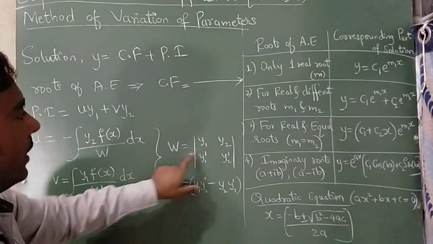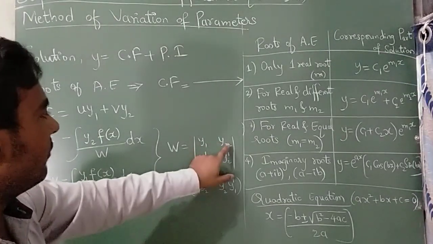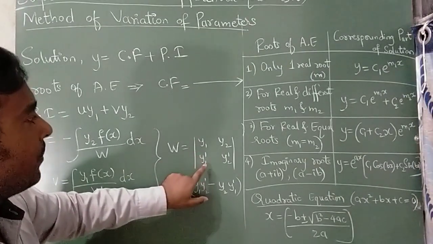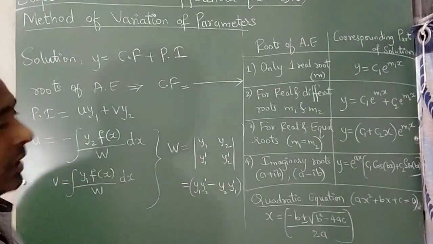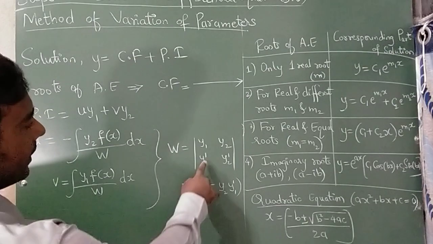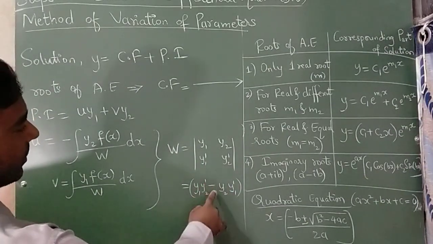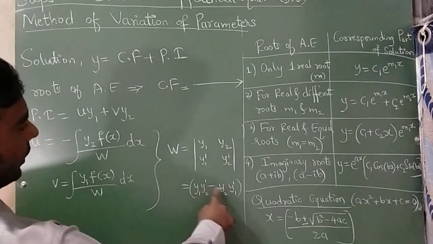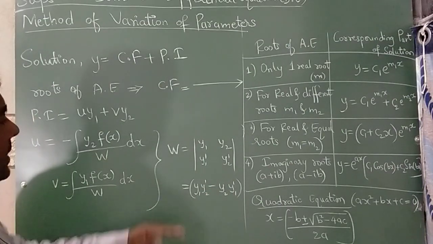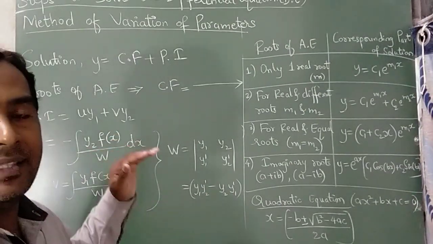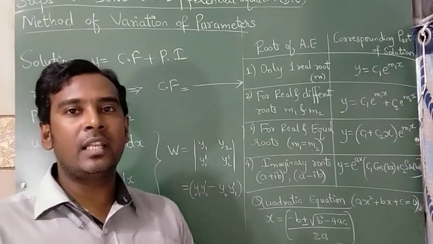Now what is W? It is the determinant of y1, y2, y1 dash and y2 dash. Now if you cross multiply, it is y1 y2 dash minus y2 into y1 dash. This is how you need to solve. Once you understand this perfectly, all the sums you can easily solve.